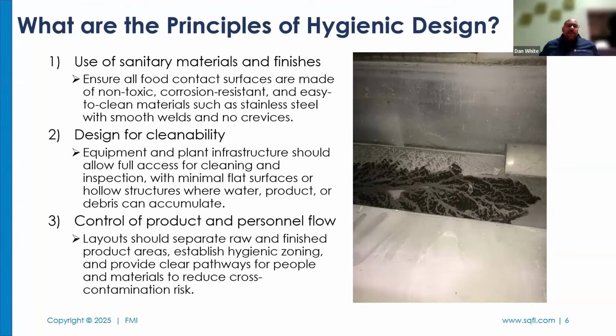Control the product and personnel flow. So obviously you have to separate your raw and your finished product areas. We don't want cross contamination from a raw product over to our processed product. So, establish hygienic zoning in your facility and provide clear pathways for people and materials to reduce cross contamination risk. That could be identified lines on the floor. That could be differentiating employees based on hairnet color or uniform, things like that, or even lunchroom segregations. I see that quite a bit.